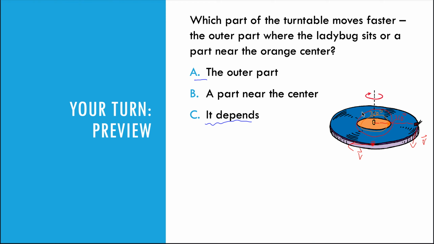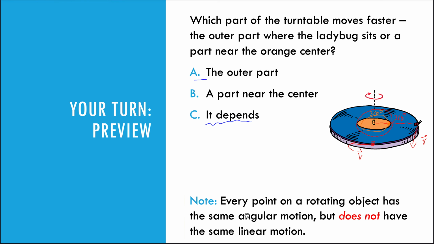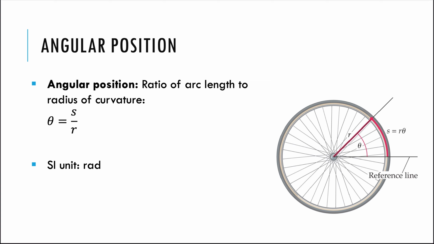So the purpose of this question is to just give you an idea that we're going to look at motion differently. We're going to look at things rotating instead of moving in a straight line. An important thing that we'll see is that every point on a rotating object has the same angular motion, but it does not have the same linear motion. And we'll see this written again a few times, because that's a very important difference between rotational motion and linear motion.